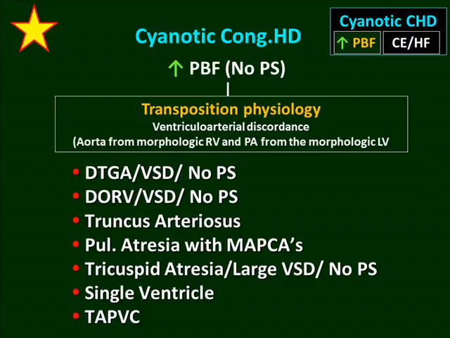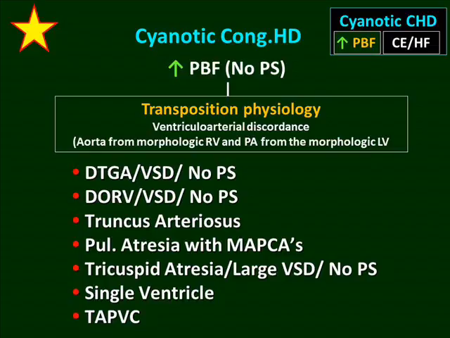Almost all of these patients, except a few conditions, have transposed great vessels, meaning that the aorta arises from the right or venous ventricle and the pulmonary artery from the left or arterial ventricle. So this abnormal connection and also mixing causes the cyanosis. Hence, this group of patients having cyanosis with increased pulmonary blood flow are commonly referred to as transposition physiology.